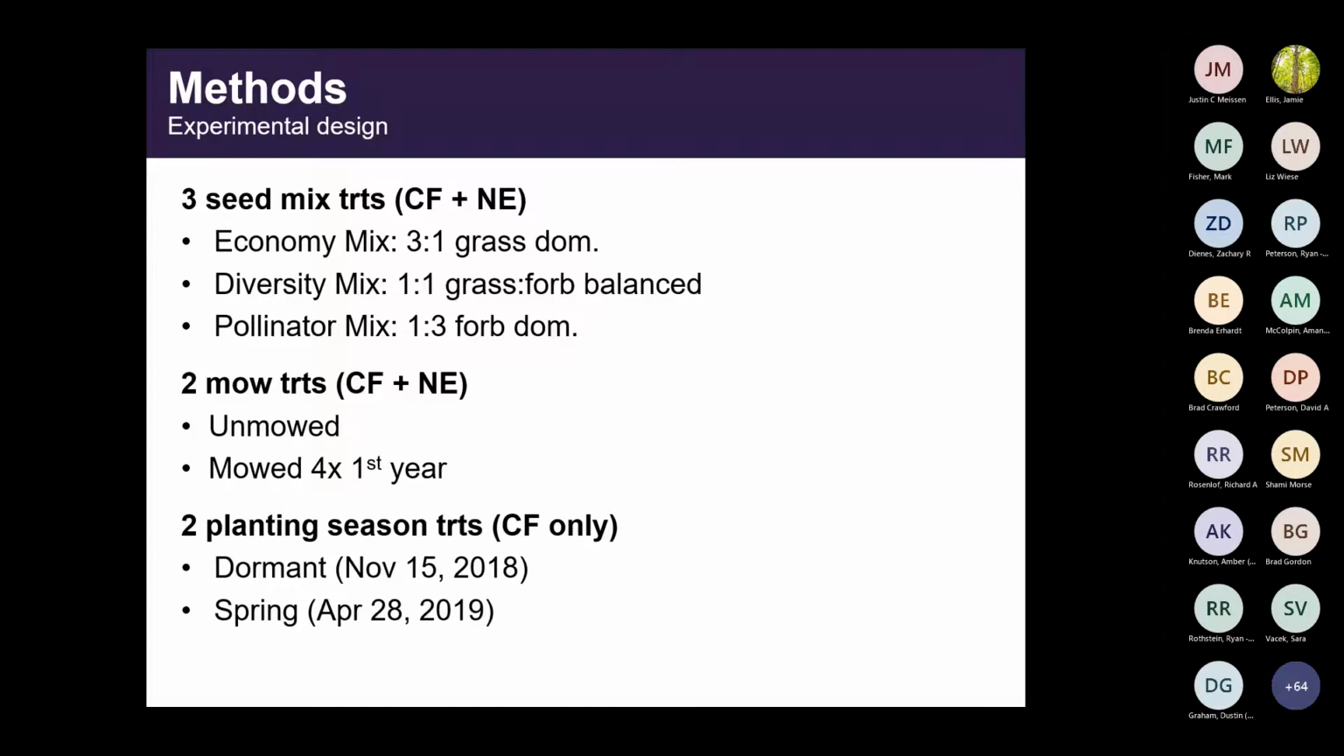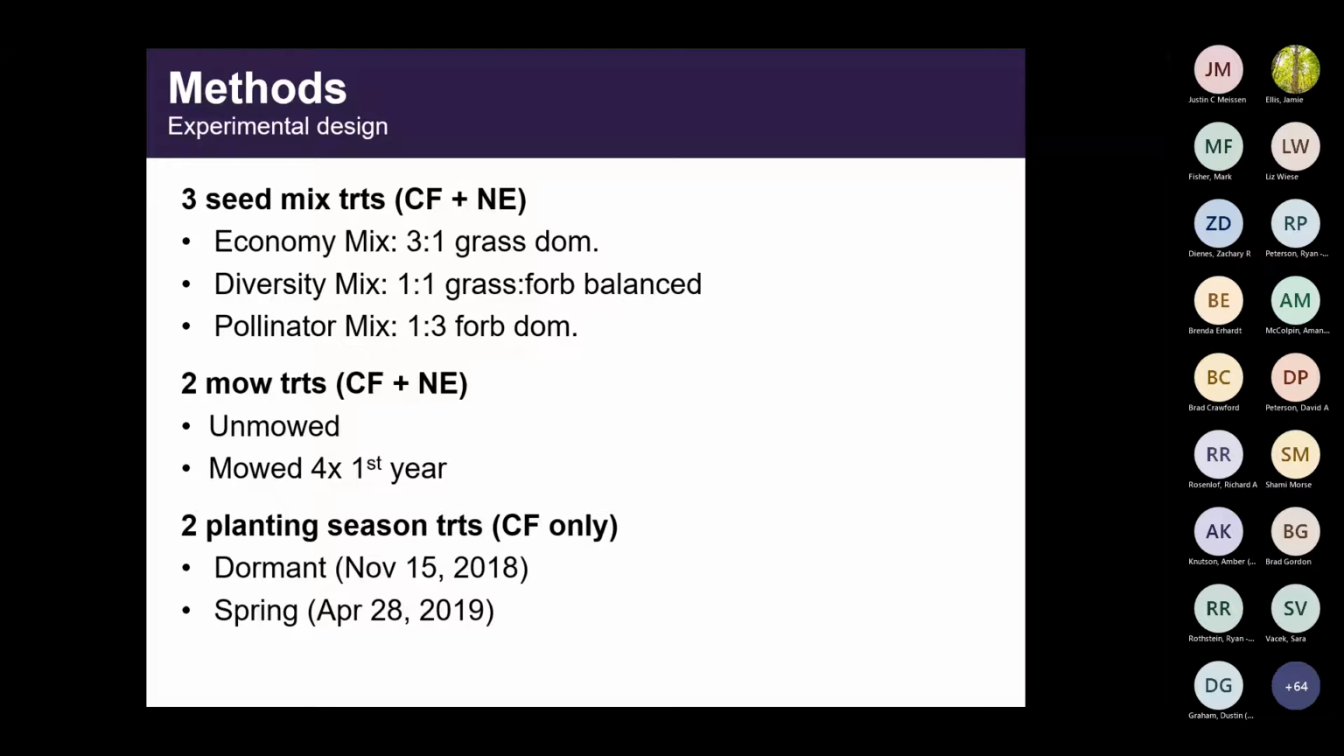And they all sort of mimicked relevant CRP practices, which we'll talk about in a little bit. We also looked at a mowing treatment where we either did no mowing the first year or kept the stand mowed to 5 inches throughout the first year, which more or less was monthly. And that was also applied to both experiments.